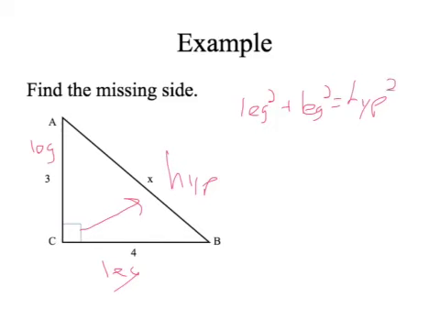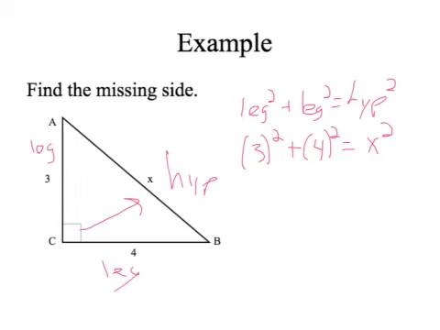So let's take out the leg and hypotenuse and put in the numbers that we know. We know that one of the legs is going to be 3, so I can take out the leg and put in a 3. We know that the other leg has a length of 4, so I can take out the leg and put in a 4. We don't know the hypotenuse, so it's an x. So I can take out the hypotenuse and put in x squared. Then we need to solve this, similar to how we solve quadratics. We're going to solve by taking the square root.